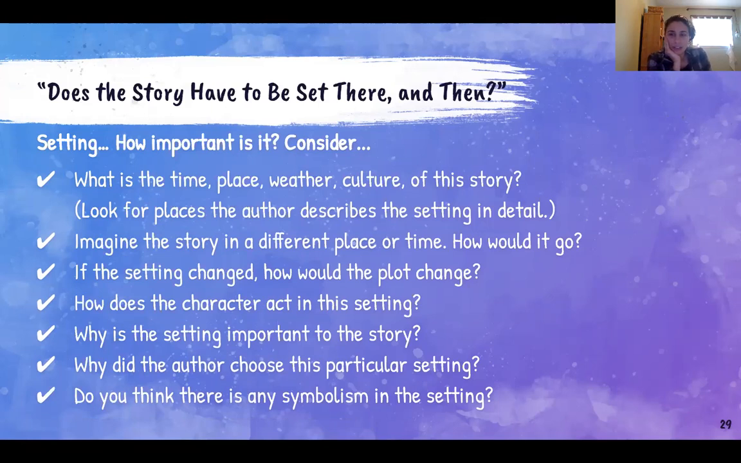Why is the setting important to the story? Why did the author choose this particular setting? Do you think there's any symbolism in the setting? I don't want to spoil the story for you. It's linked in the slideshow. You can look at it. But I do think there's symbolism in the setting. And I think that a lot of these questions, when you know how the story goes, the setting is very important to the story because it shapes the outcome.